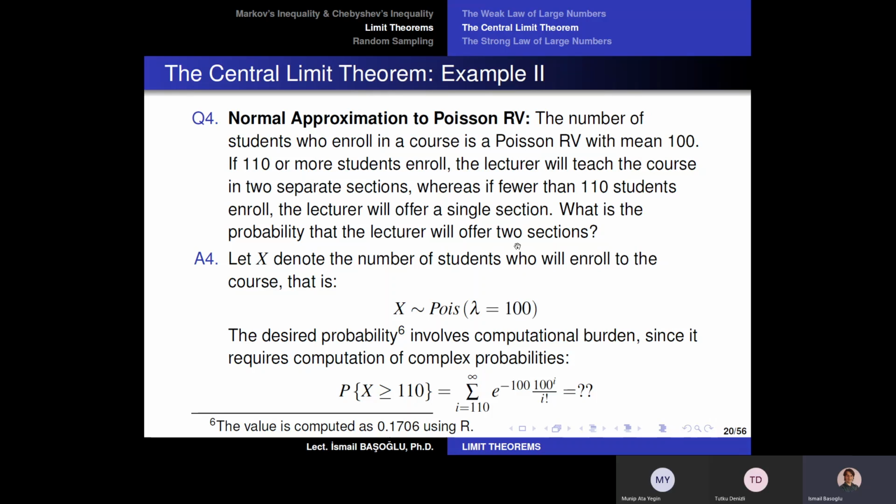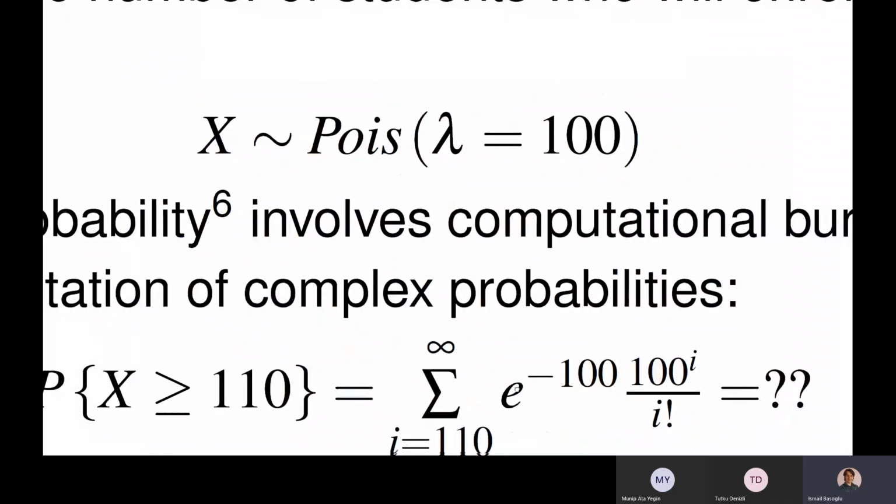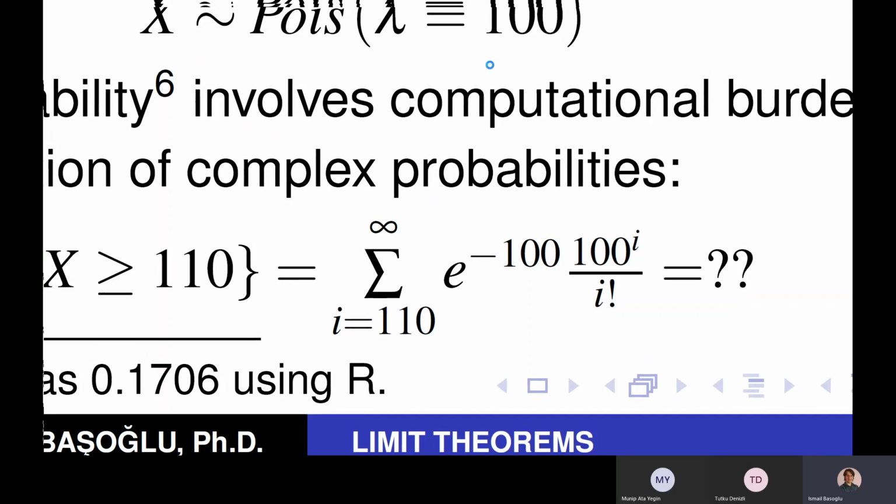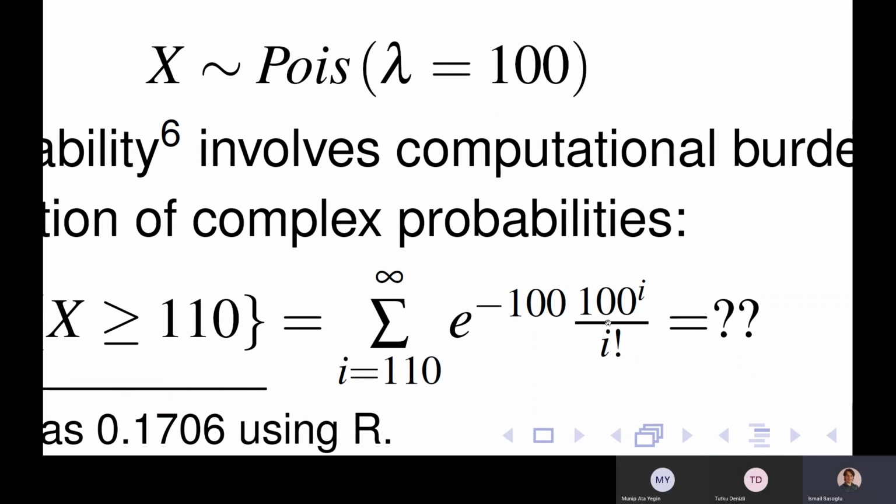For the lecturer to offer two sections, the number of registrations, the number of enrollments to the course, should be at least 110. And what is the probability of X being greater than or equal to 110? We need to run a summation of the probability mass function of the Poisson random variable from 110 to infinity. And that probability mass function is e to the power minus lambda, where lambda is 100 here, times lambda to the power i over i factorial.